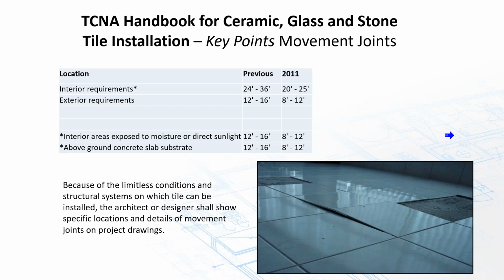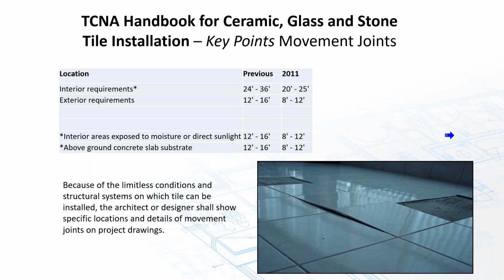Movement joints. Like them or not, they're needed and really a necessary tool. So those have also gone through some changes over the years. Previous to 2011, we had the interior recommendation that there be a soft joint all the way through the tile, through the mortar, to the substrate, either filled with a profile or a proper sealant and a backer rod. It was 24 by 36 feet in each direction. So if you had a very, very large room, you would anticipate having a soft joint at least every 24 feet or possibly up to every 36 feet.